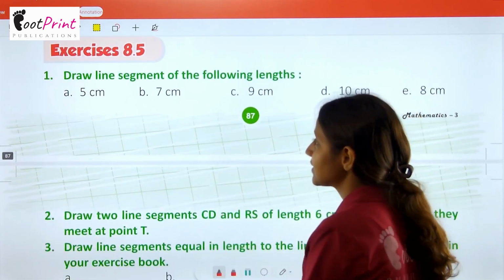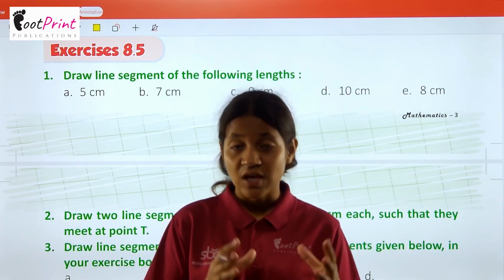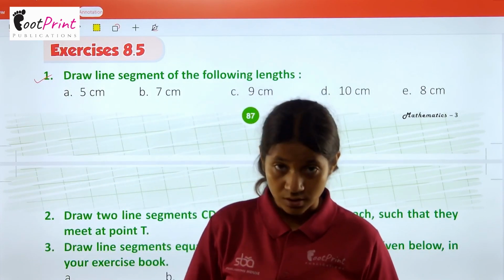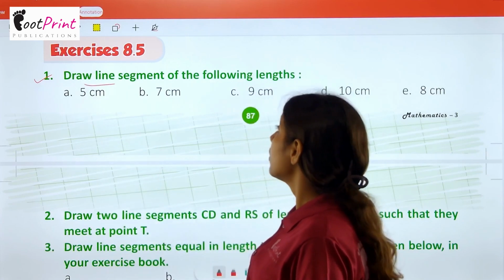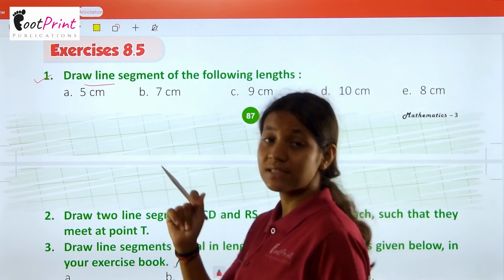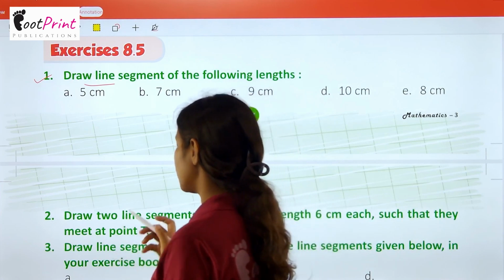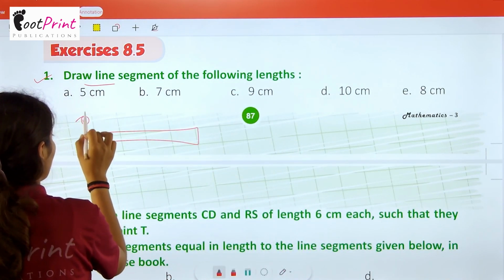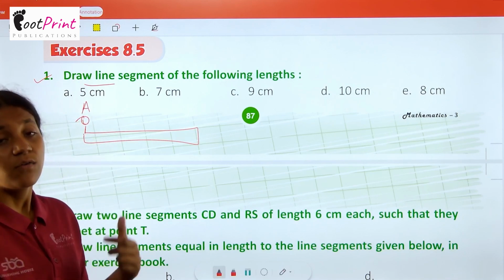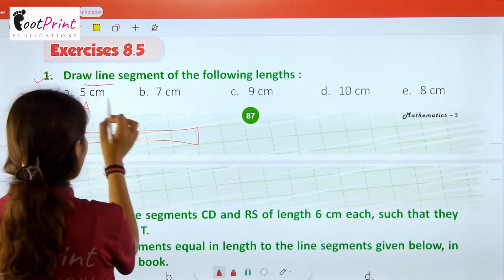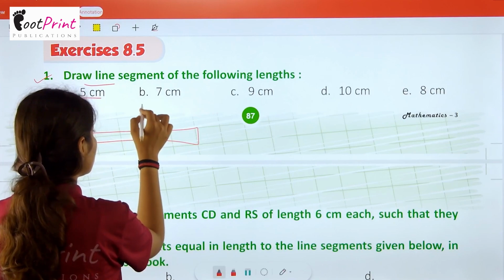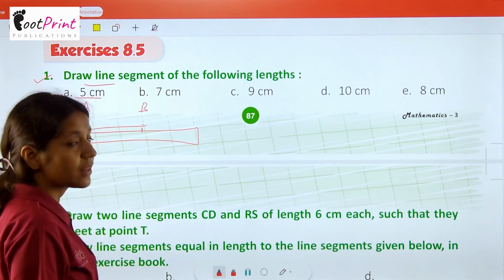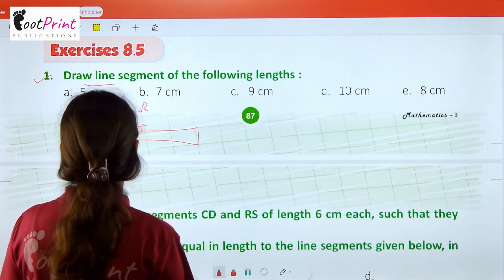Now we have exercise 8.5. In this exercise we have lots of questions, lots of parts which we have to do with the help of just a ruler. As we can see here, draw line segments of the following lengths. First is 5 centimeter. So basically you have to take a scale. At the first point where there is 0, mark a point, for example A. And then go 5 centimeter away and mark the second point B, and then join them with the help of a steady ruler.